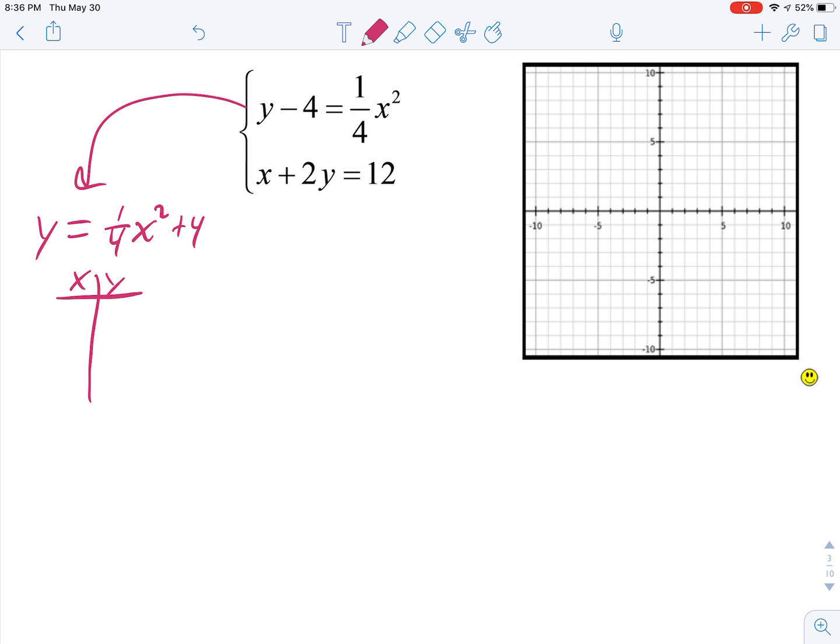So I'm going to start with the first one, which looks like a quadratic because there's a y and an x squared in it. I'm going to add 4 to both sides so that it looks like this.